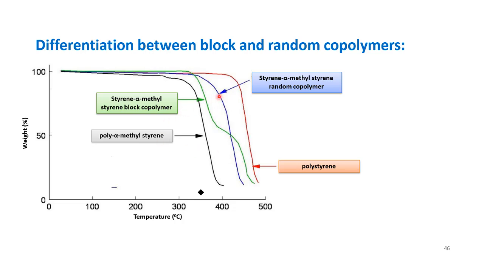And in the random one, it is a mixed degradation, and it is degrading at much lower temperature as compared to the single polymer. So that can also be differentiated with the help of the TGA curve.